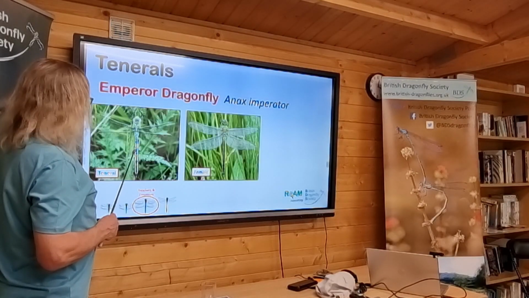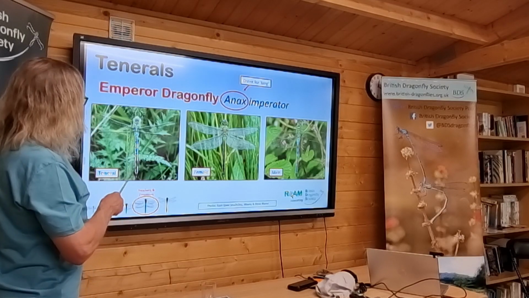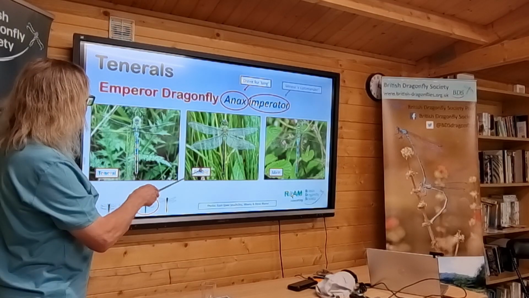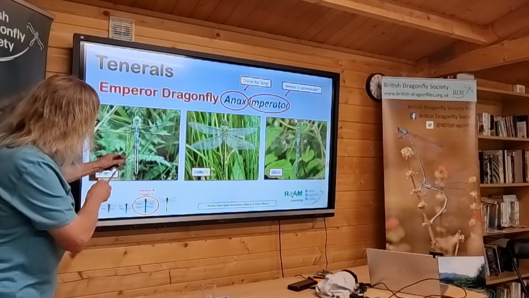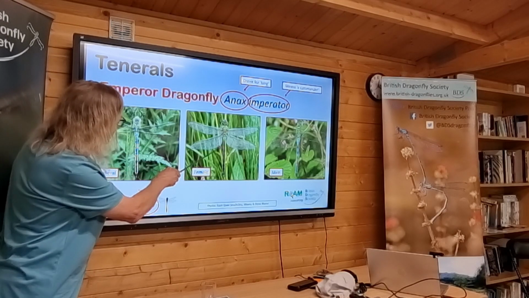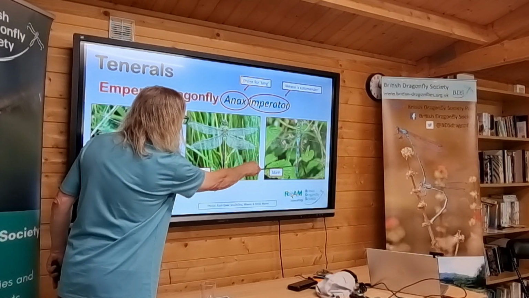Here's the Emperor. Again, whether it's a teneral or a mature one, they've still got that dark stripe through here on all of them. So you can really tell that it's an emperor because of that.